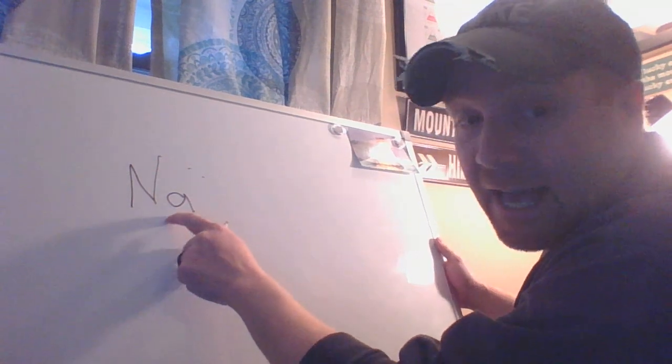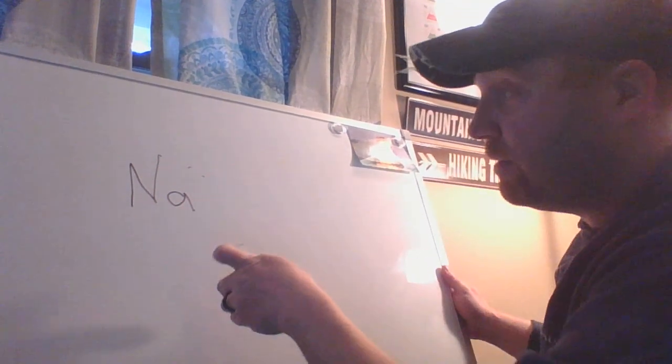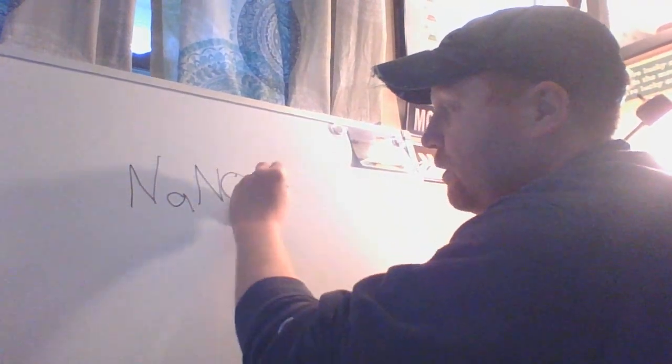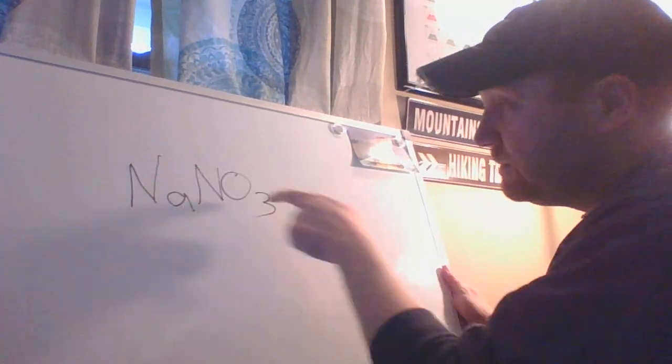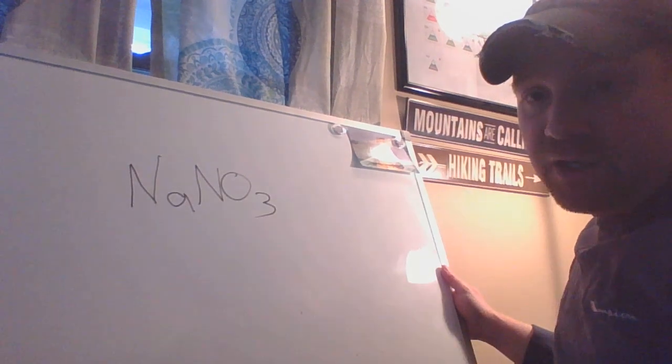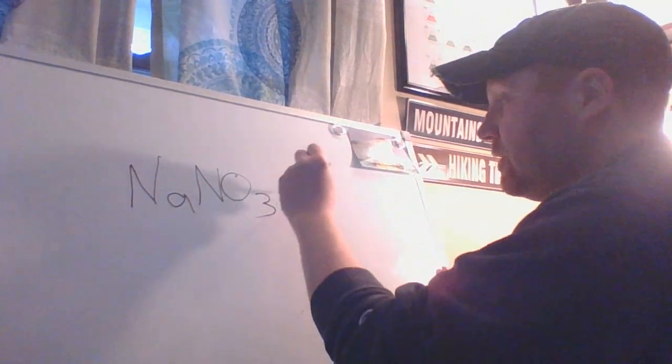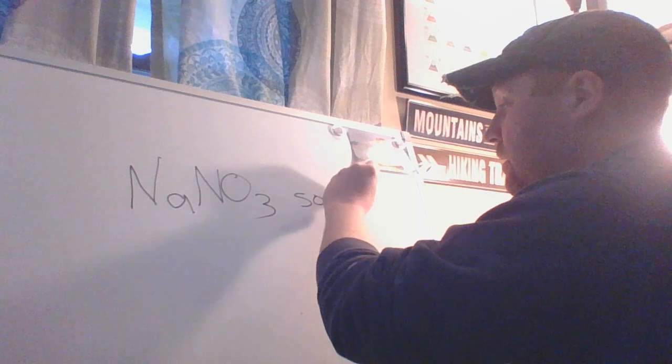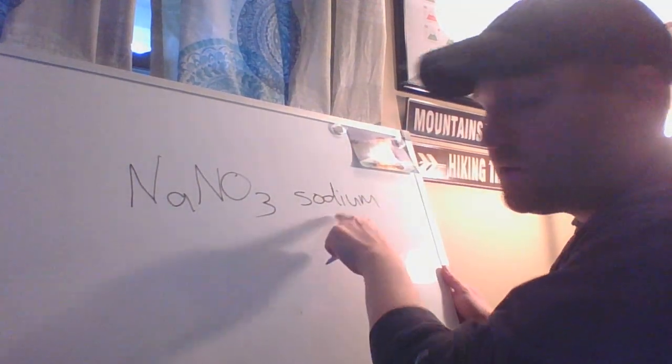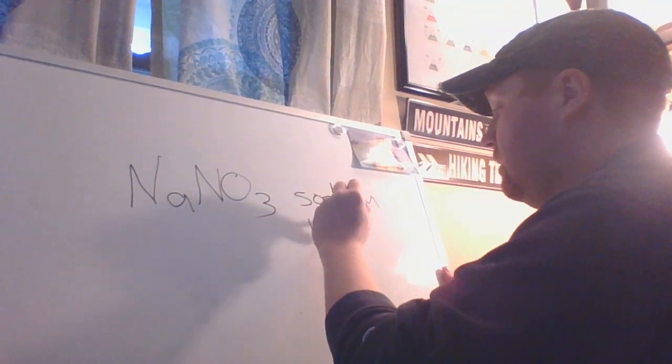Don't forget the cation, the positive ion, always gets written first. I write it as NaNO3. No plus here, no minus here. The overall charge is 0. If we were to name it out in words, this is called sodium nitrate.